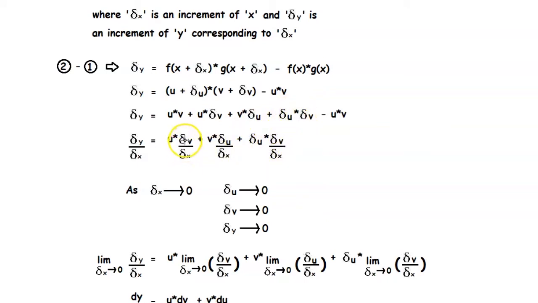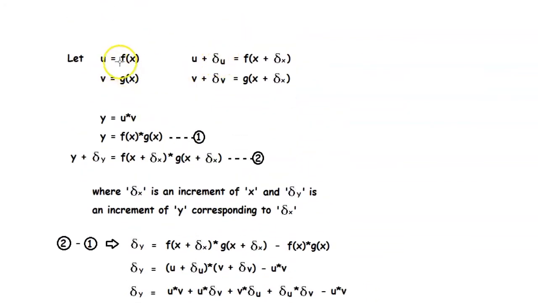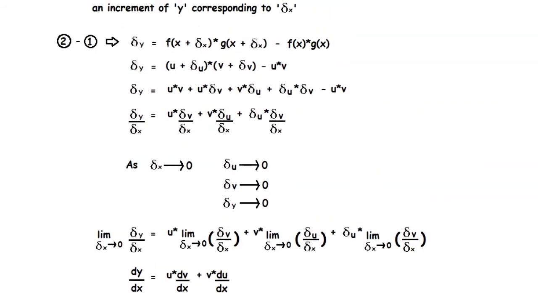There is a reason why I brought this delta x under delta v here and here under delta u and here under delta v. You will see why when you look at our final answer. So here we need to understand that as delta x tends to 0, delta u will also tend to 0, delta v will also tend to 0, and delta y will also tend to 0, because we have mentioned here that u is a function of x and v is also a function of x. So as delta x tends to 0, these will all also tend to 0. So then we apply the limits.